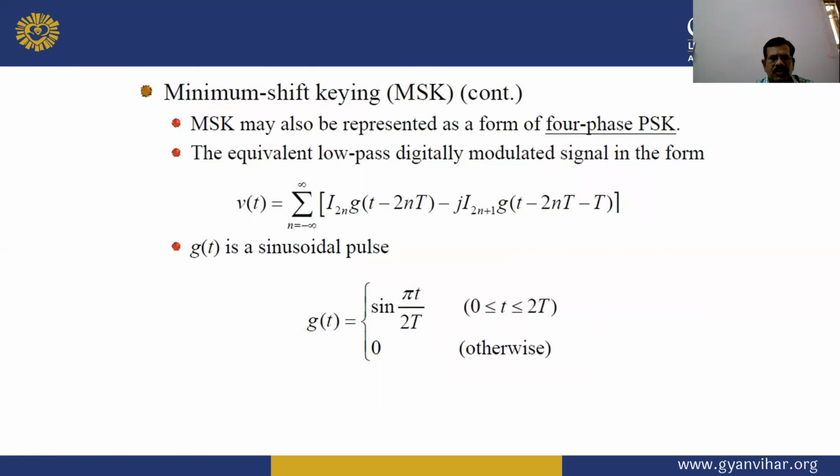MSK may also be represented as a form of four-phase PSK. The equivalent low-pass digitally modulated signal is v(t) equal to the summation from minus infinity to infinity of I_2n g(t minus 2nT) minus j I_2n+1 g(t minus 2nT minus T), where g(t) is the sinusoidal pulse. So g(t) equals sine of pi t upon 2T for 0 less than or equal to t less than or equal to 2T, and g(t) equals 0 otherwise.